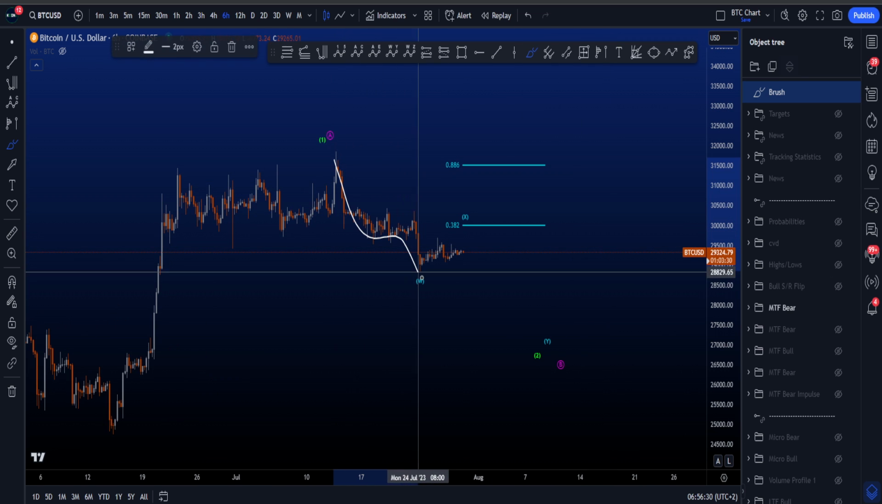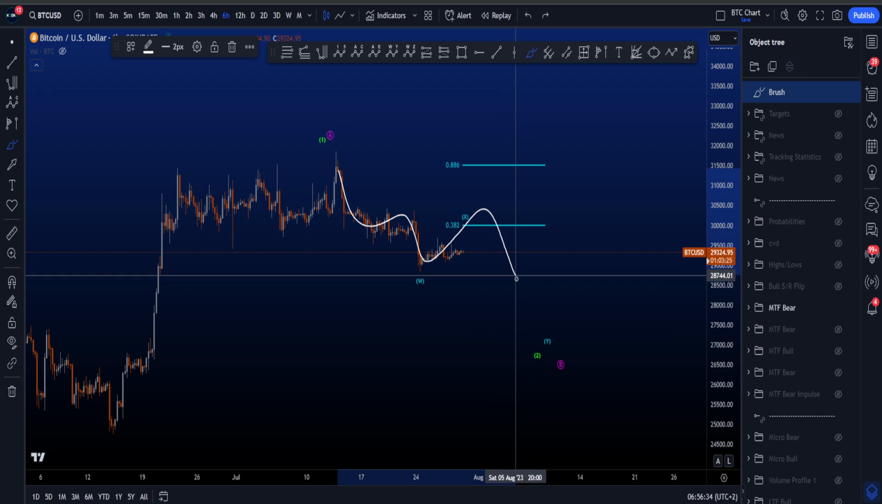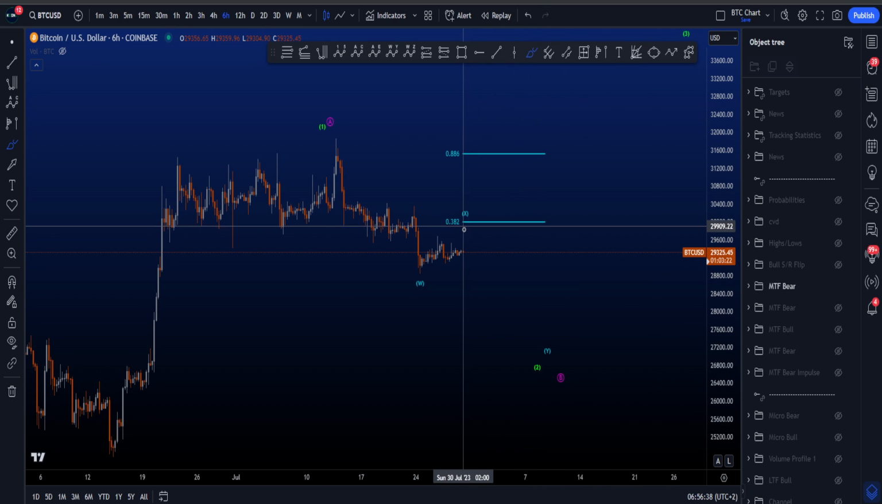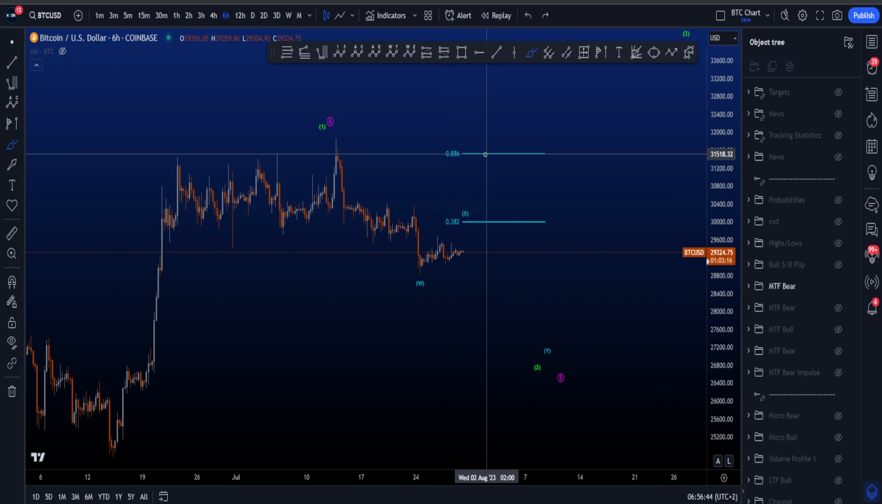And then a W zigzag to the downside, ABC, followed by an X, and then eventually a Y to the downside. Minimum target usually for a wave X is the 0.382, which is sitting at around 30k, and the 0.886 is a maximum target around 31k.